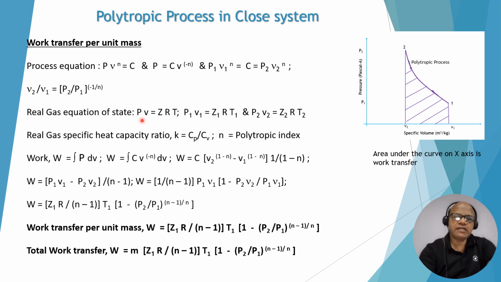Again you can write PV = Z R T: P1 V1 = Z1 R T1, P2 V2 = Z2 R T2, and k is Cp by Cv, n is the polytropic index, and work transfer for the closed system is the integral of P dV. After putting in all these values and simplifying, you get W = Z1 R upon (n minus 1) times T1 times [1 minus (P2 by P1) to the power (n minus 1) upon n]. This is the expression for work transfer per unit mass. If you want to calculate total work, just multiply this with the mass m. You can also see on this PV diagram, the area under the curve on the x-axis is equal to the work transfer.